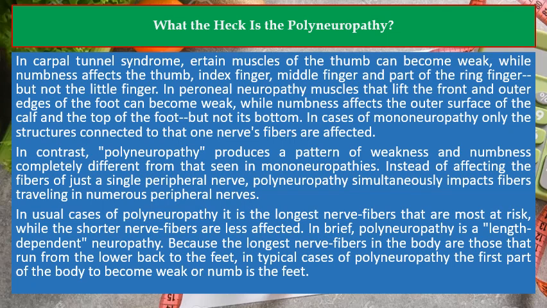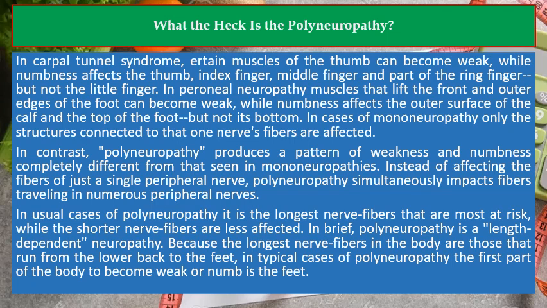In peroneal neuropathy, muscles that lift the front and outer edges of the foot can become weak, while numbness affects the outer surface of the calf and the top of the foot but not its bottom. In cases of mononeuropathy, only the structures connected to that one nerve's fibers are affected.